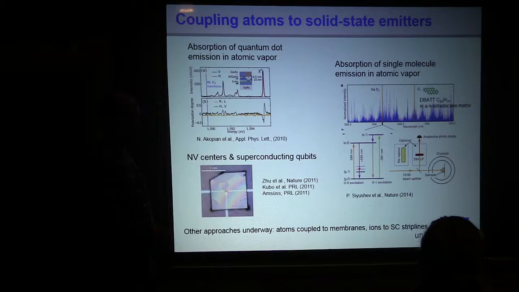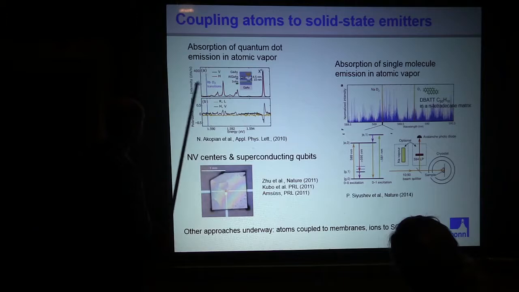And then, last but not least, there are the experiments, probably even more than what I've mentioned here, where NV centers are coupled to superconducting qubits. As far as I know, these are not yet single NV centers, but these are ensembles. You're probably more experts here, I think, correct? They're ensembles. Sorry, ensembles. Yes, okay.